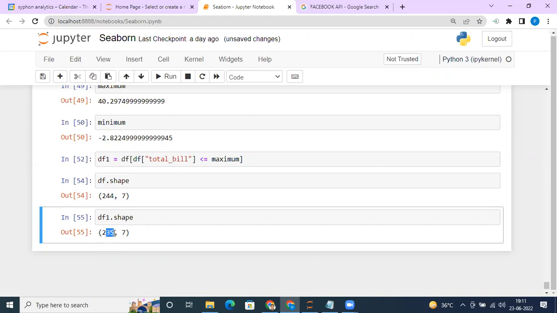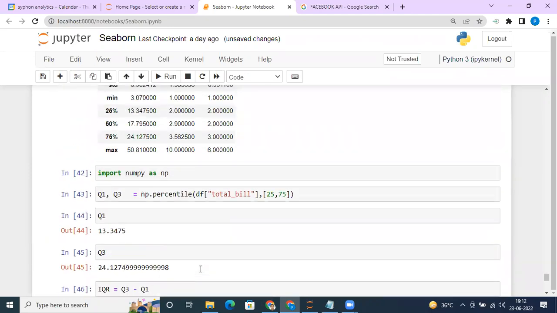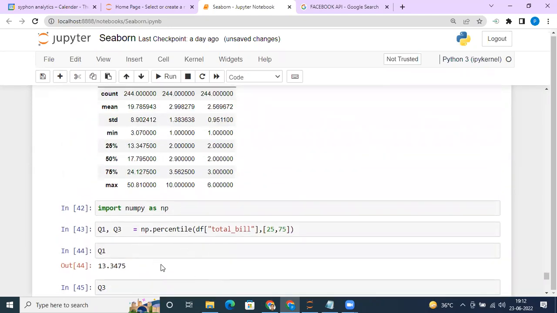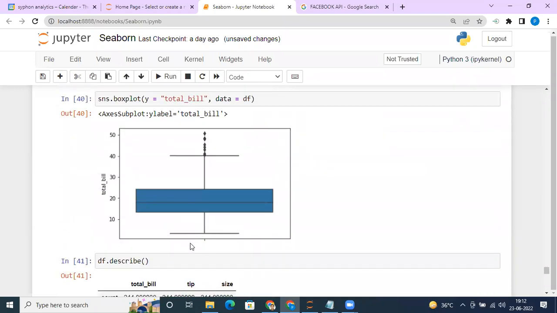There are 9 rows which have been removed, which were what? Outliers. Clear everyone? This is how to remove them. Yes, sir. And similarly, sometimes you may have to remove from here as well, at the negative end. Sometimes you will have those as well.